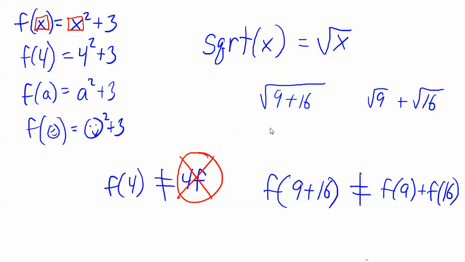Here, 9 plus 16 is 25. Square root of 25 is 5. Here, square root of 9 is 3. Square root of 16 is 4. Those add up to 7. And you can see that those are not equal. The function of the sum is not equal to the sum of the function.